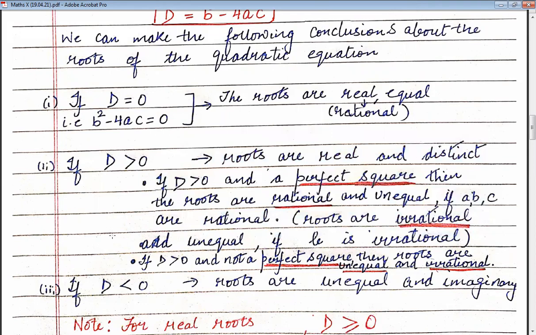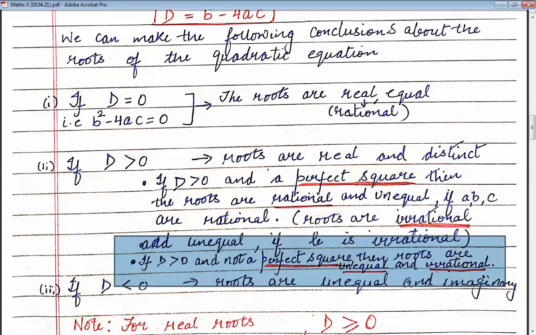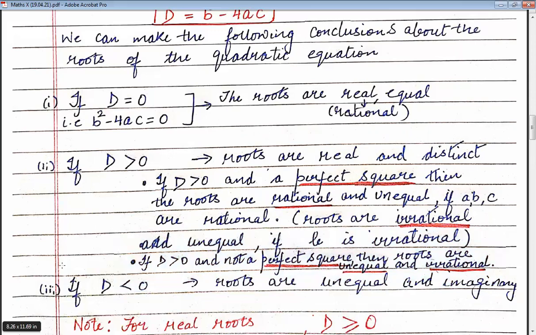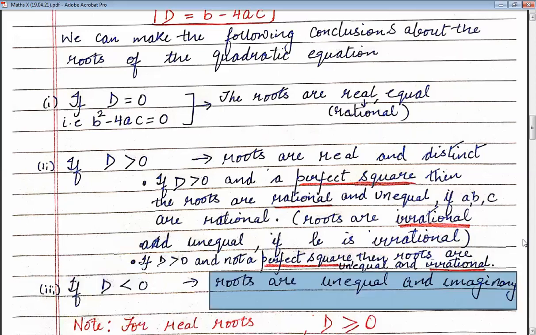Okay, and now if d is greater than 0 and not a perfect square, then the roots are unequal and irrational. So definitely you will get irrational. Is it clear? And now the last case is if d is less than 0, that is, your discriminant b square minus 4ac is having a negative value, then the roots are unequal and imaginary.